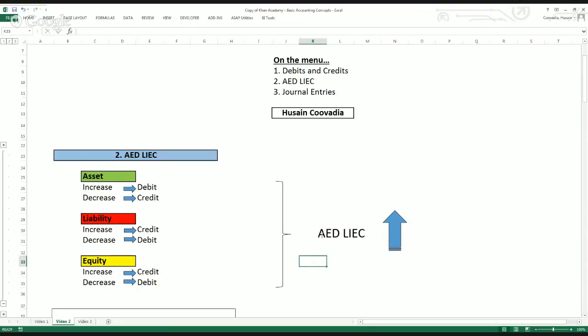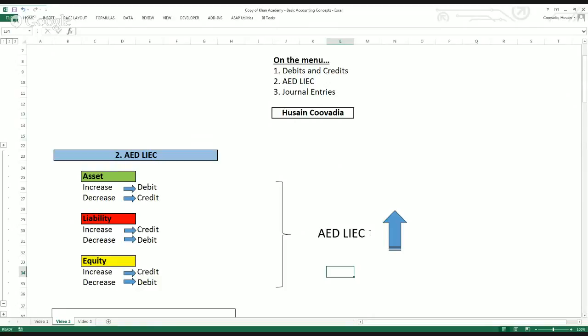What this stands for is assets and expenses increase on the debit side. Liabilities, income, equity increase on the credit side. So you can see the arrow pointing upwards, just to remind you that assets and expenses increase on the debit side. Liabilities, income, equity increase on the credit side. Obviously, the opposite applies. Assets and expenses decrease on the credit side. Liabilities, income, and equity decrease on the debit side. So that's something you can remember.